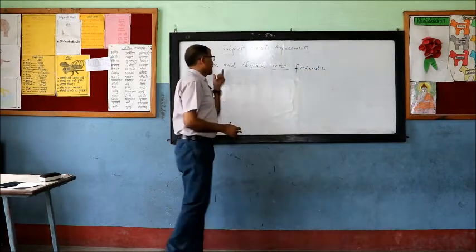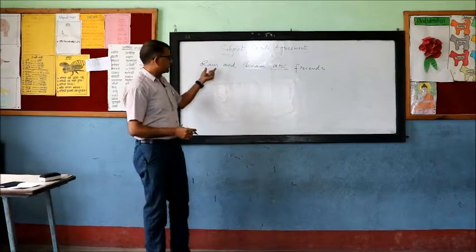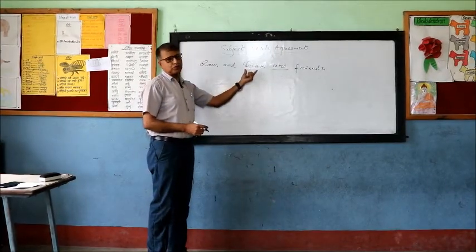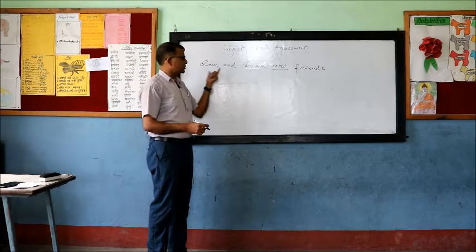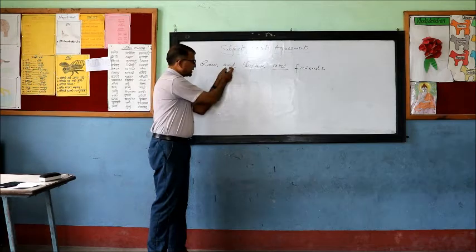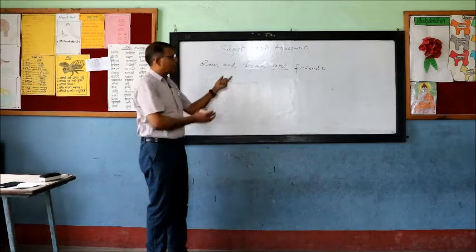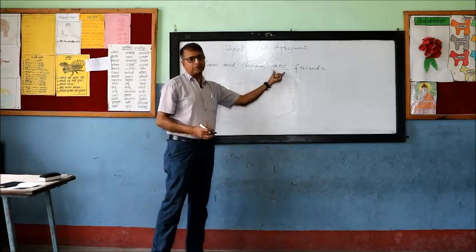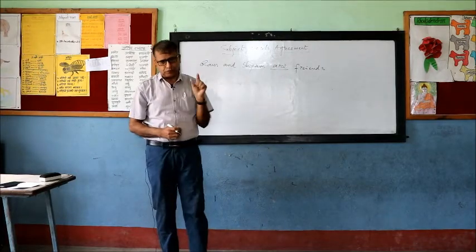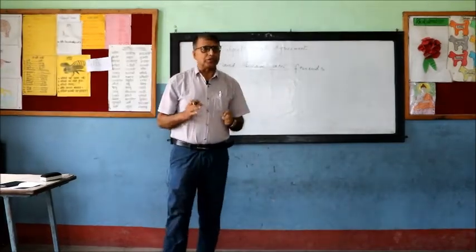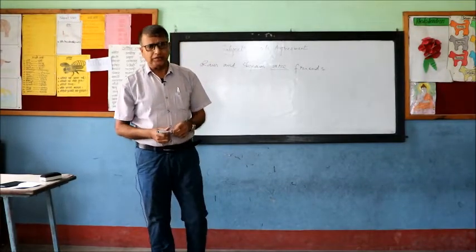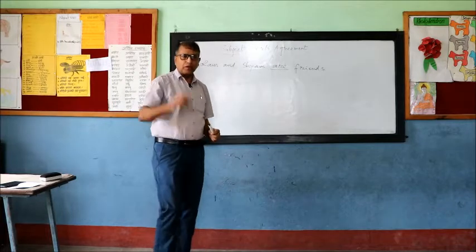Here, Ram is a singular noun and Shyam is also a singular noun. That means two singular subjects are joined by and, and we have used plural verb here. So what you have to understand is that if two singular subjects are joined by and, then we use plural verb.